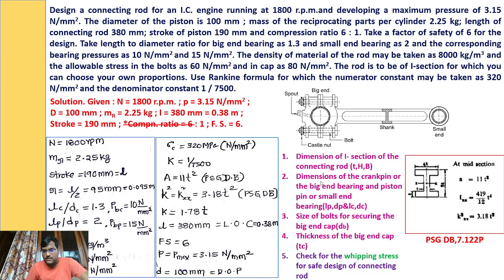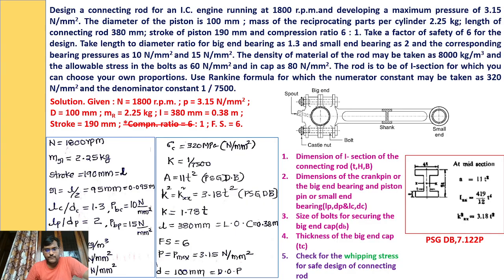The second one is the dimensions of the crank pin. Here, the big end bearing and the piston pin are the small end bearing. So dimensions means here at the small end we have a piston pin, and at the big end we have a crank pin. So you have to find the piston pin and crank pin dimensions, like length and diameter of the piston pin. Similarly, length and diameter of the crank pin. So like that you have to find both dimensions. This is about the second point.